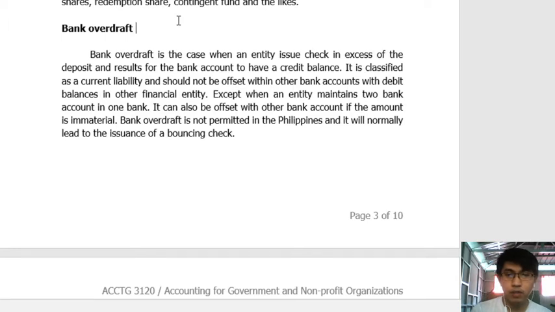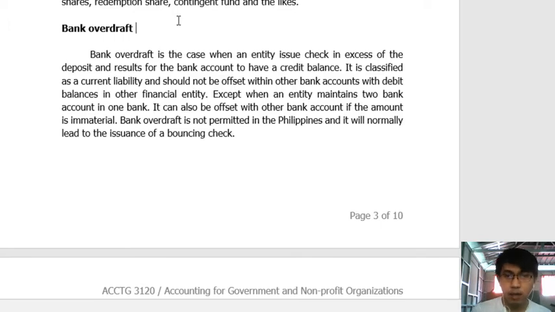It should not be offset with other bank accounts with debit balances in other financial entity, except when an entity maintains two bank accounts in one bank. It can also be offset with other bank accounts if the amount is immaterial. So, ang sinasabi lang dito ay, nagkakaroon ng overdraft kapag yung issuance ng check ay sobra compared doon sa iyong bank balance. But the question is, is overdraft allowed in the Philippines?